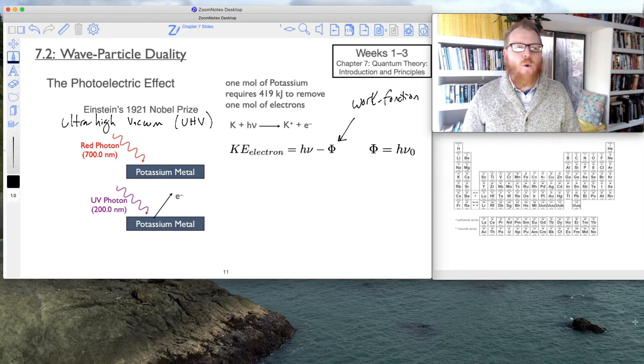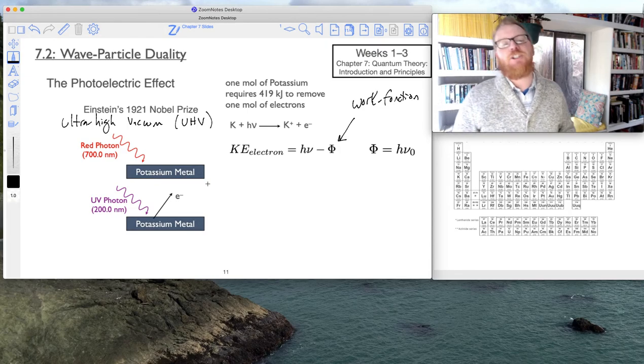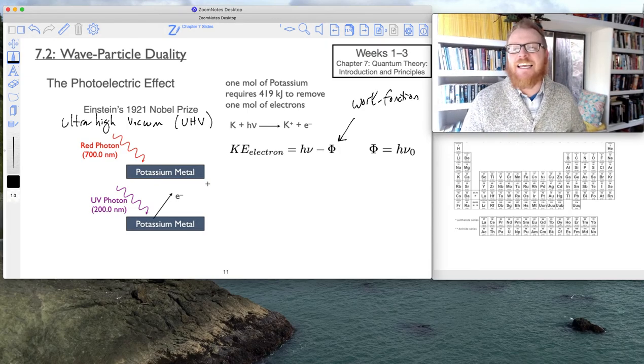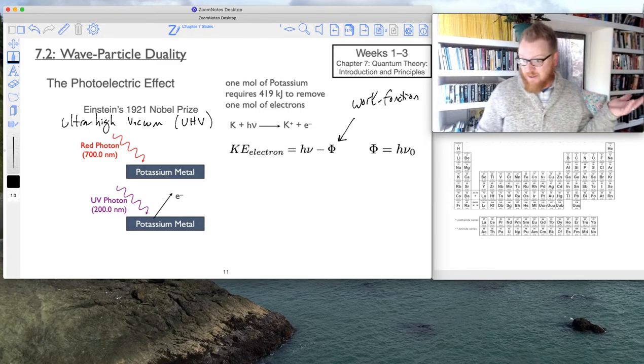And the reason why it's not quite the ionization energy is because we're doing this in ultra high vacuum, okay? And we're also doing this on a mole of potassium metal. Technically, the ionization energy is given for a singular gas phase ion, okay? So this work function, I think, is a little more realistic because we're talking about a mole of things in their respective physical state, in this case, a solid.